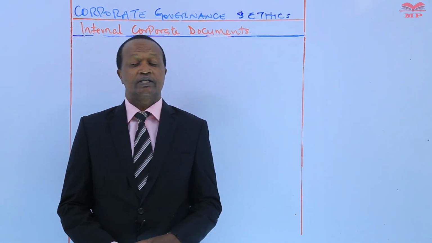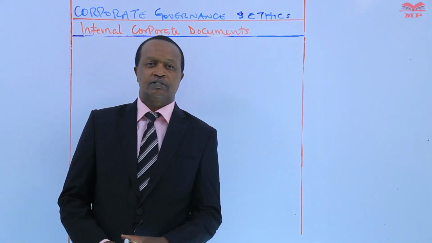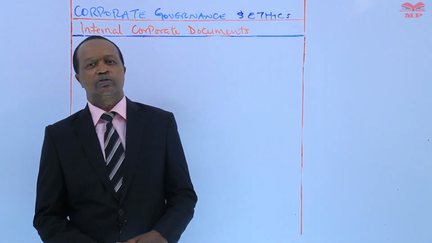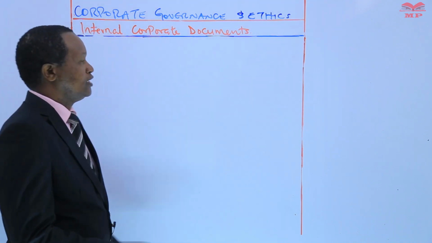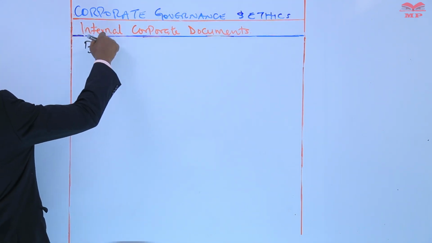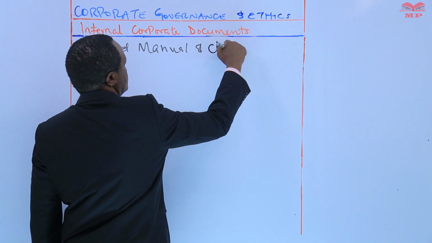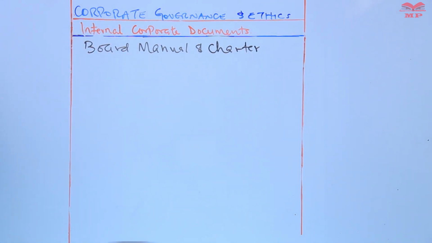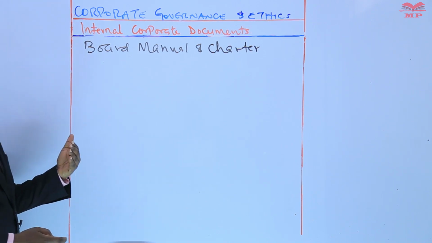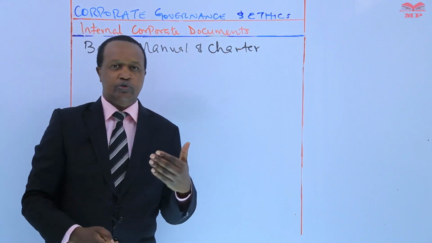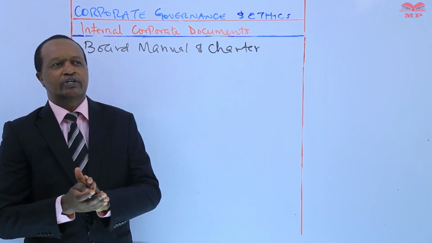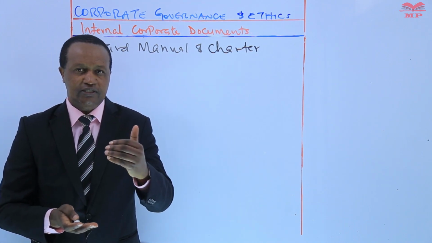The subject is corporate governance and ethics. We continue with the chapter on internal corporate documents. In today's lesson, we focus on the board charter and board manual. Now, these two are internal corporate documents that guide the operations and governance of a company's board of directors.